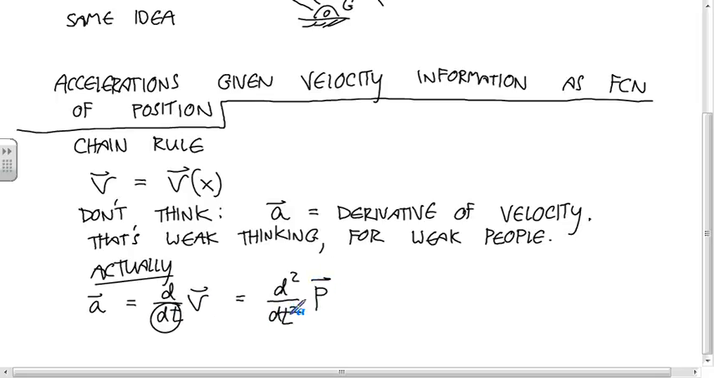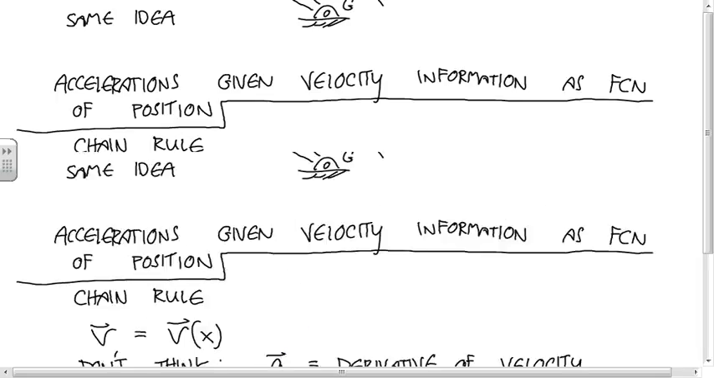And these are important. So if you have velocity as a function of x, taking that derivative doesn't give you anything. Well, it gives you something, but it doesn't give you acceleration. It gives you the gradient of the velocity vector. Therefore, you need to use this chain rule idea.